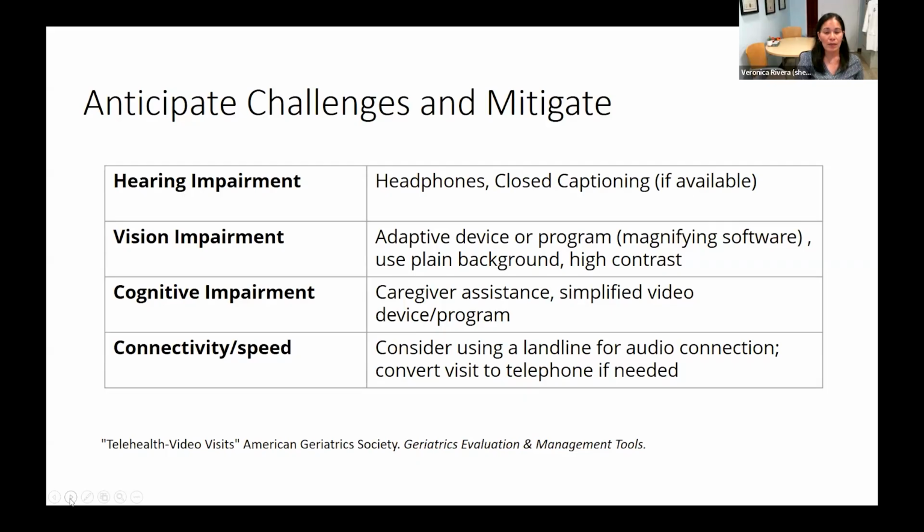For cognitive impairment, definitely thinking about caregiver assistance or how to simplify the video device program as much as possible. So for example, is there a way to send your patient a quick link that they just have to click to connect to their visit? And then in terms of connectivity and speed, I know it can be quite frustrating if your patient does not have good internet service. And so you might be using landline for audio connection, or you might have to think about converting to a telephone visit if needed.